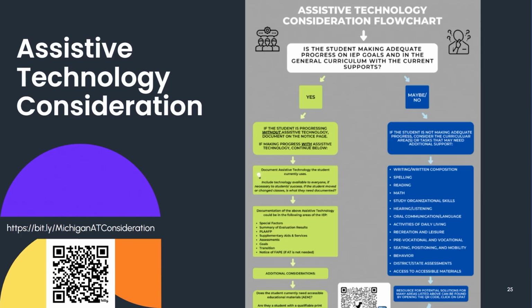A couple of years ago, some of the assistive technology professionals, such as myself, from around the state of Michigan got together, and with an aim of being consistent across the state, we came up with this flow chart for the AT consideration process, right? So is the student making adequate progress on IEP goals in the general curriculum with the current supports? Yes, or maybe no, right? If you follow this QR code here or this bit.ly, bit.ly/Michigan AT consideration, it will take you straight to this document.